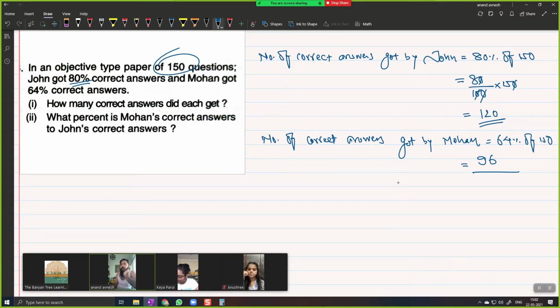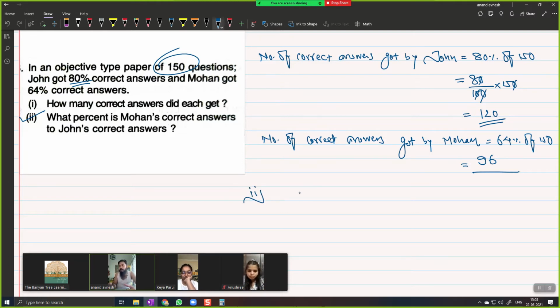So Mohan got 96 correct answers and John got 120 correct answers. Now the next question is, what percent is Mohan's correct answers to John's correct answers? Means we have to find the ratio of Mohan's correct answers to John's correct answers and convert it into percentage.